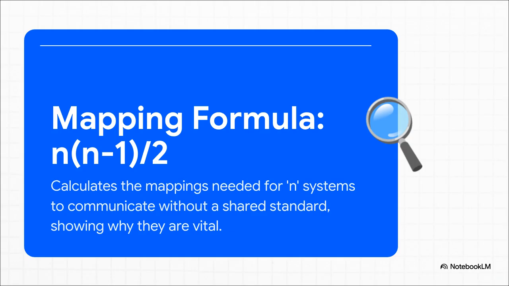And finally, here's the cold, hard math for why we need standards in the first place. If you try to connect n different systems without a shared language, the number of point-to-point connections you have to build is calculated with this formula: n times n minus 1, all divided by 2. The point is, the number of connections just explodes exponentially. It becomes a total mess. A central standard, like FHIR or SNOMED, is what prevents that chaos.